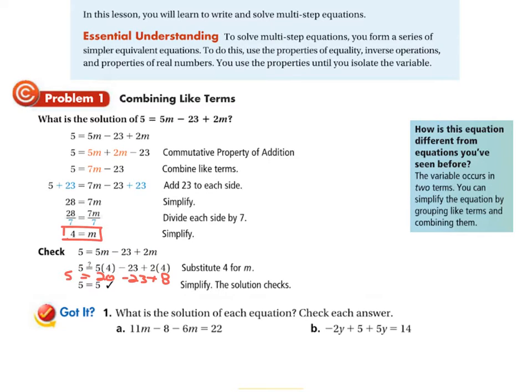Let's take a look at your got it problem. You're going to do both of these by combining the like terms and then solving it like a two-step equation once you do that. Good luck.